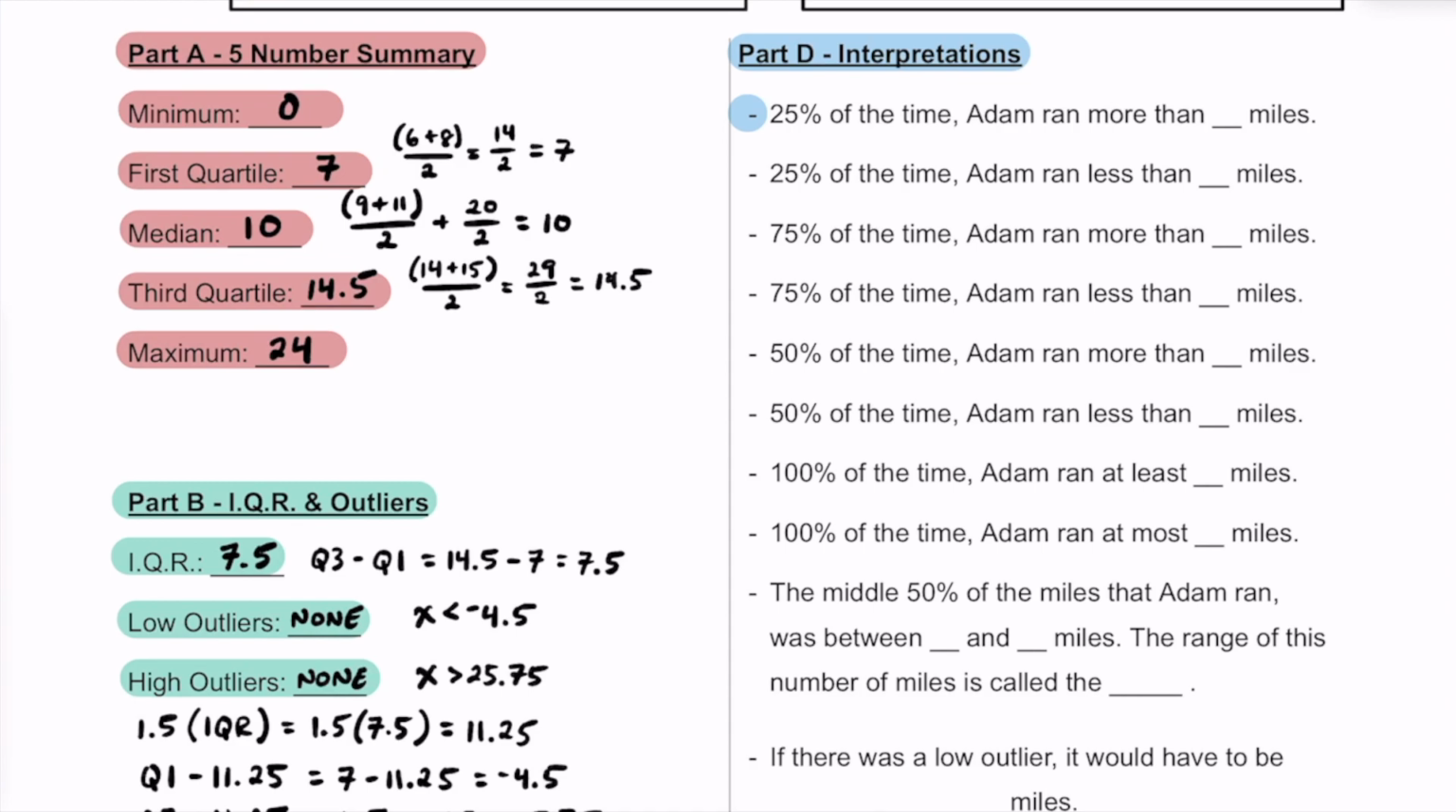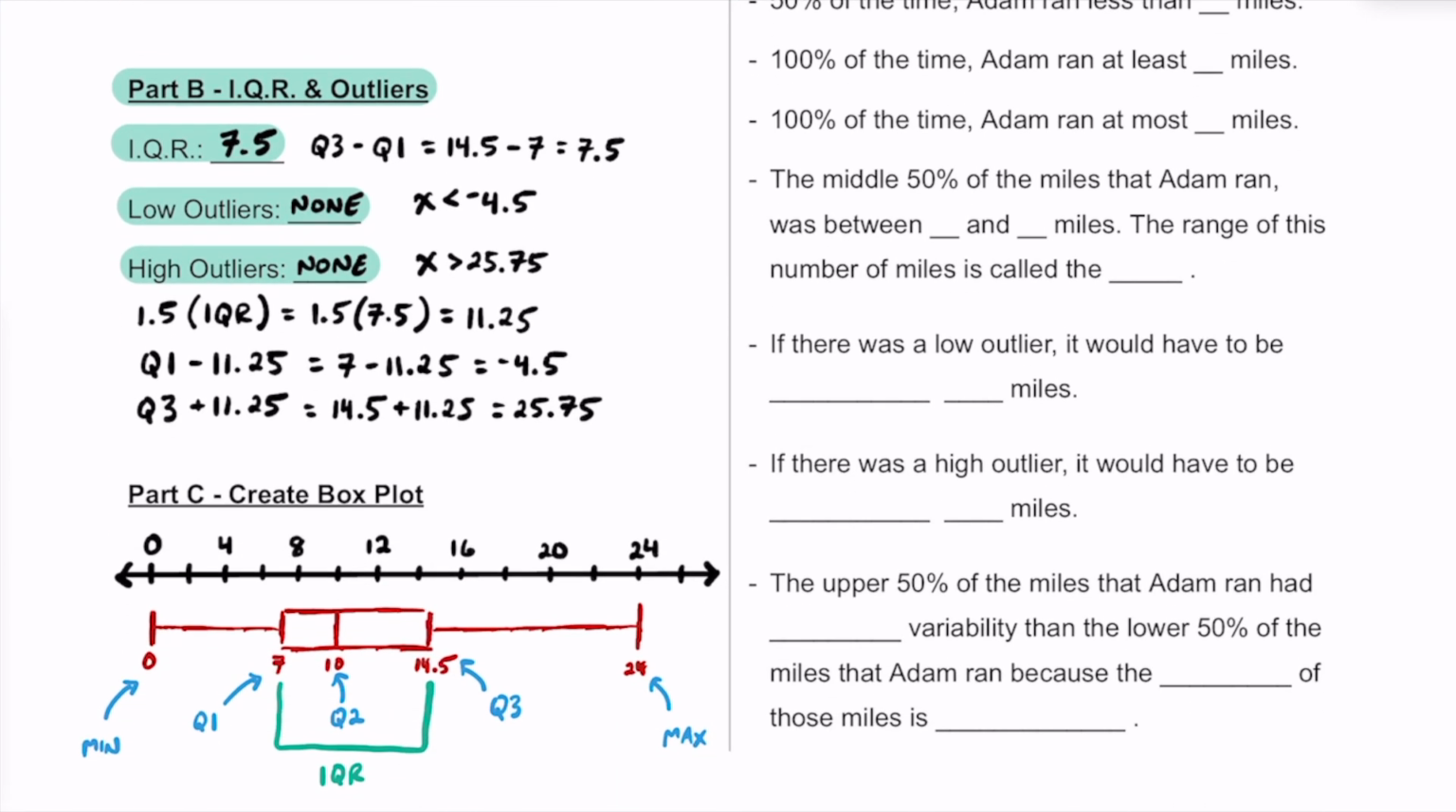Well, this is going to be more than the third quartile, because remember, each of these quartiles represents 25% of the data. So 25% of the time, Adam is going to be running more than 14.5 miles. So I'm going to go ahead and write that in here. That's 14.5. If you look down at our box plot, that should be pretty clear, just because each of these sections of the box plot represents 25% of the data.